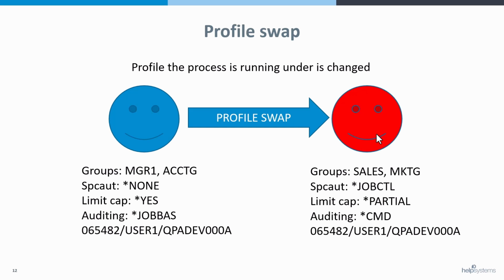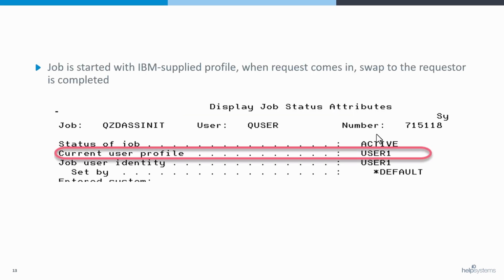Another example of this that I mentioned are ODBC jobs. So you can see in this example job, a secure ODBC connection was made to the QZDASSINIT job that's running under QUser. But when we look at the current user of the job, it's user 1. And that was done with a profile swap. So when that profile swap happens, QUser is moved out of the job and user 1 is moved in with all of the access that user 1 has.